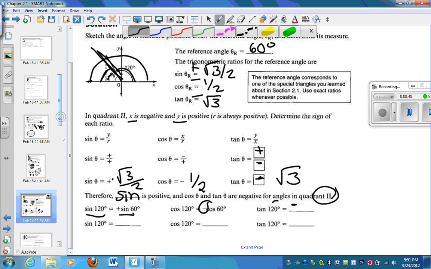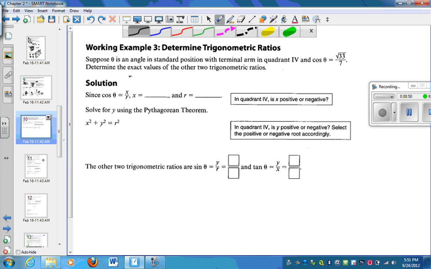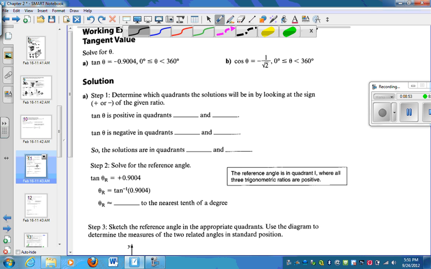Okay, I think I'm going to leave the rest of the questions. Yeah, let's do example number 3 and example number 4 together in class.